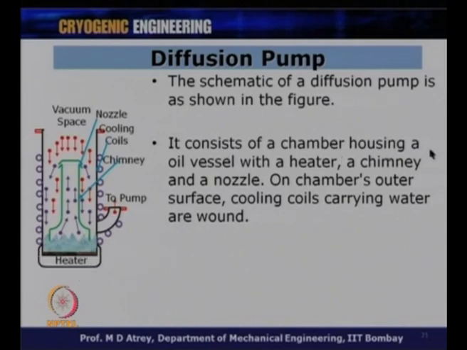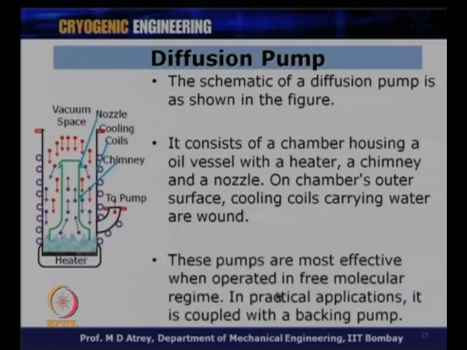So, it consists of a chamber housing an oil vessel with a heater, a chimney which is over here, and a nozzle which is at the top. So, you can see a nozzle. On the chamber outer surface, cooling coils carrying water are wound. You can see on this side, you have a cooling coil, through which the water is flowing. Water at room temperature, chiller water, whatever water, is going to be flowing all the time. So, whenever you want to operate a diffusion pump, you require this water connection all the time.